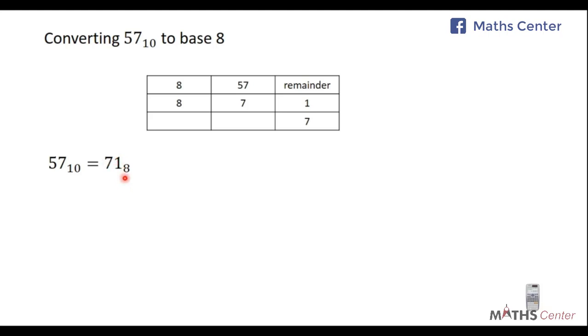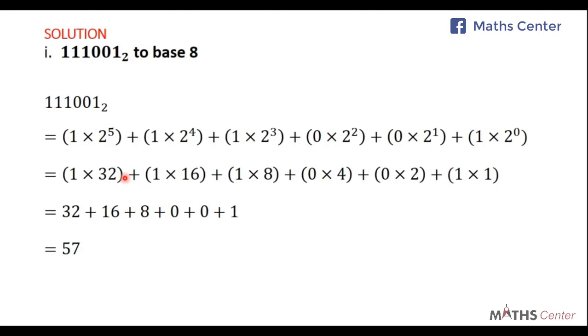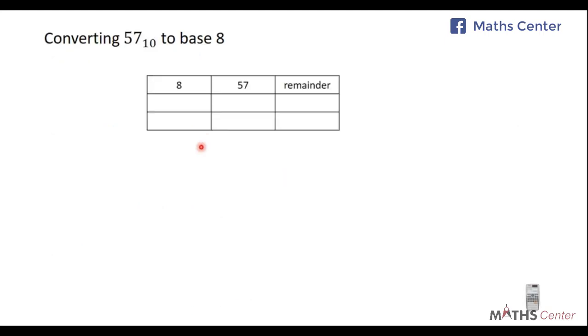Now remember that we had 111,001 base 2, and we converted that to 57. Now we have converted 57 to base 8, which means that we can say that 111,001 base 2 is now 71 base 8. So you can see we have converted this number from base 2 to base 8.